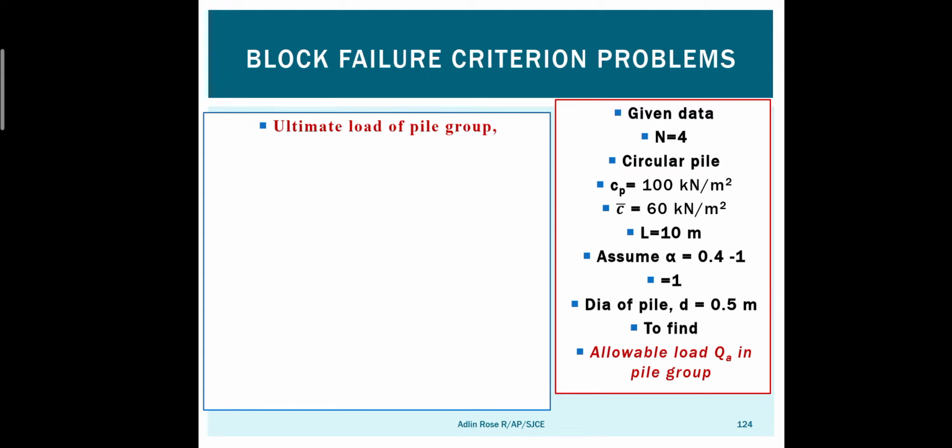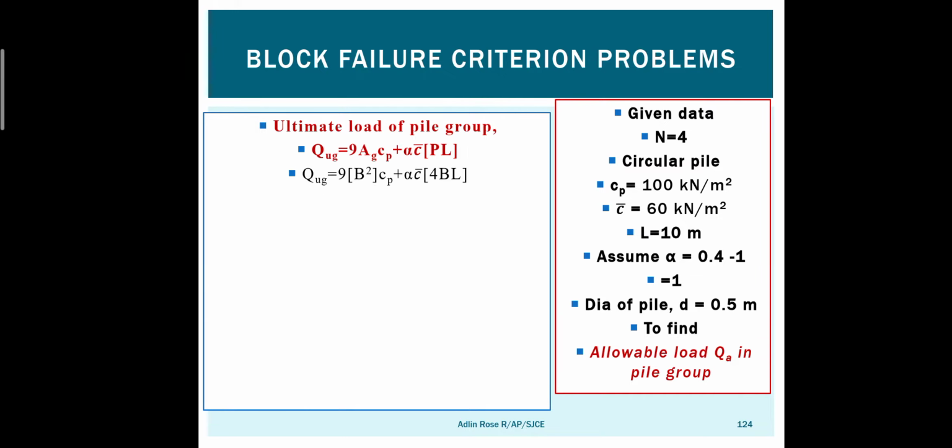Then we use the block failure criterion now. First, by using the static formula, we found the single pile capacity and multiplied it with the total number of piles, and we found the pile group capacity. Now you find the pile group capacity directly by using the block failure criterion. The block failure criterion is 9 Ag Cp plus alpha C bar P into L.